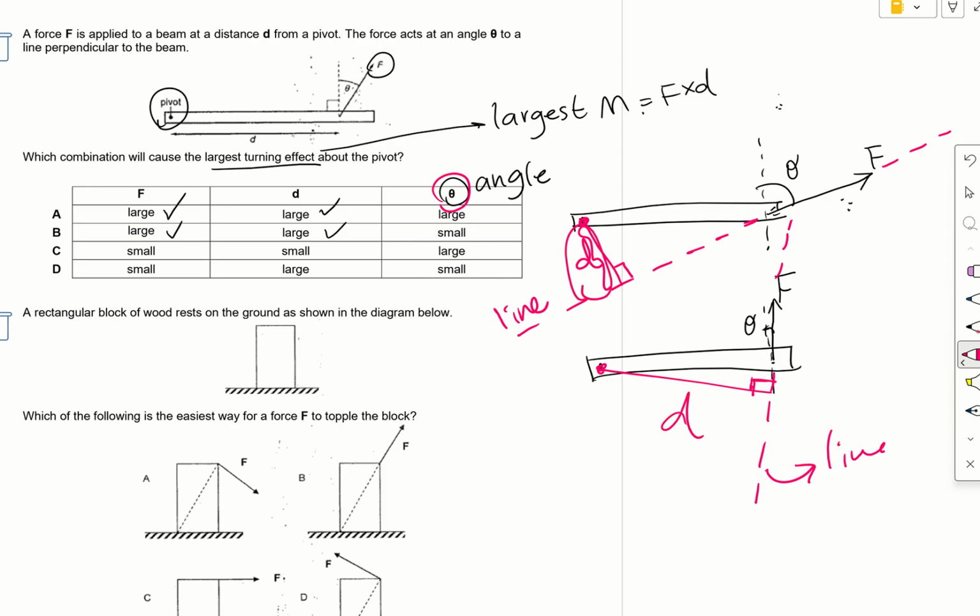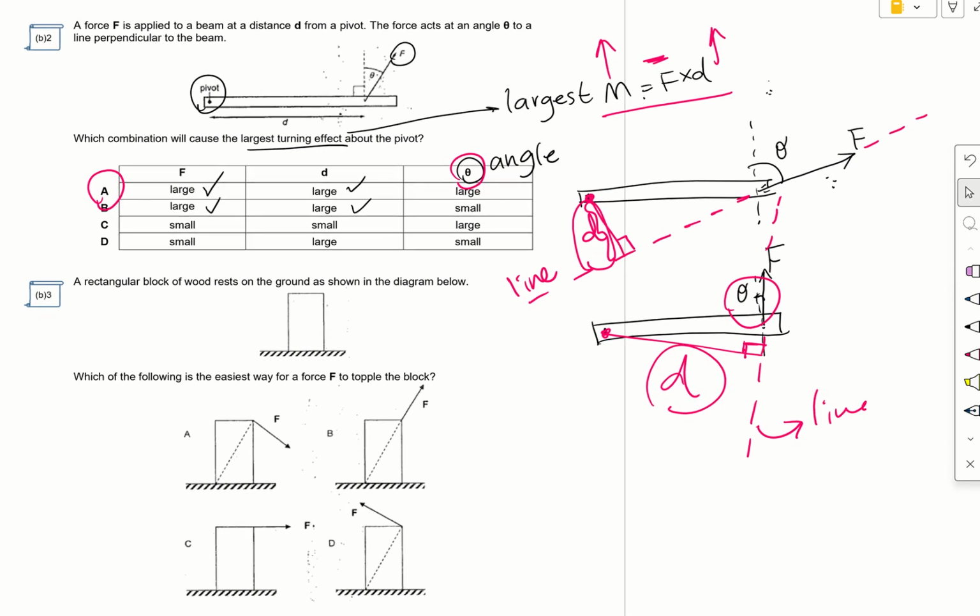So you see that this distance versus this distance, the second one where the angle is small will get us a larger perpendicular distance. And since moment equals force times perpendicular distance, if we keep the force the same, then the one with the larger perpendicular distance will have a larger moment. So your answer is A.